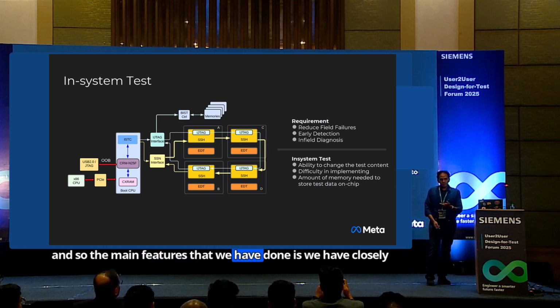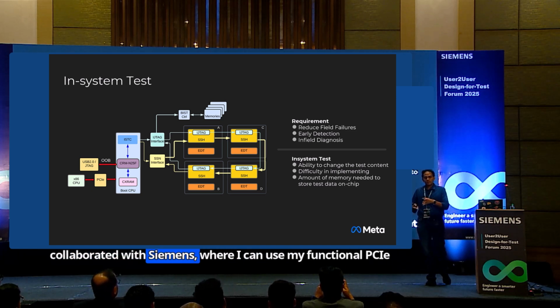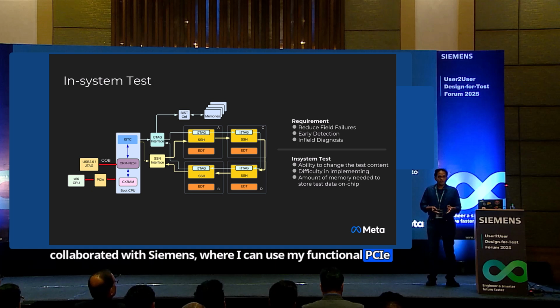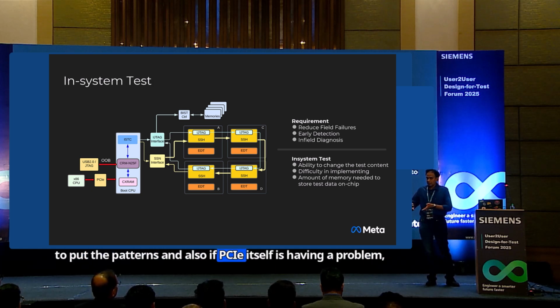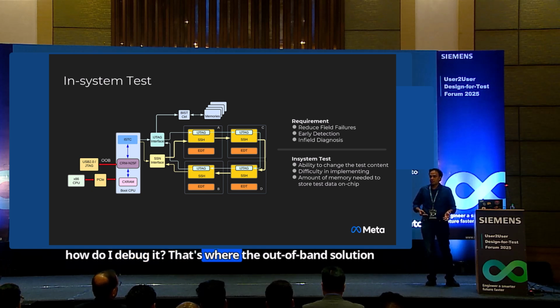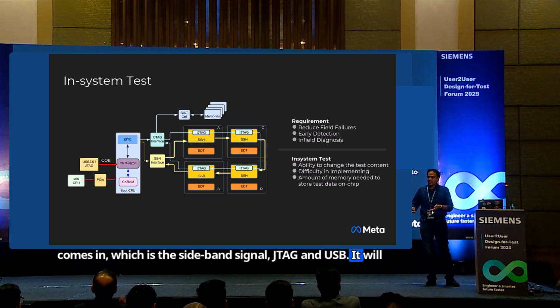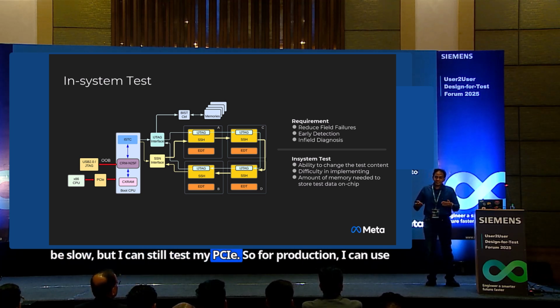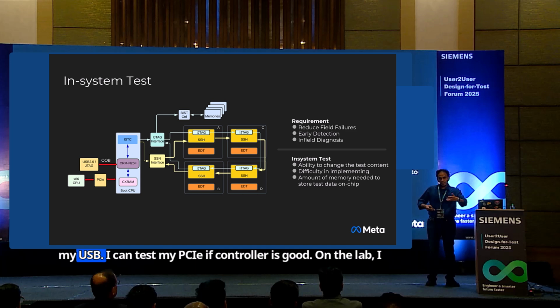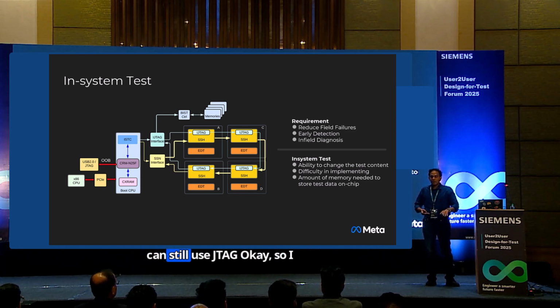And so the main feature that we have done is we have closely collaborated with Siemens, where I can use my functional PCIe to push the patterns. And also, if PCIe itself is having a problem, how do I debug it? That's where the out-of-band solution comes in, which is the sideband signal, JTAG, and USB. It'll be slow, but I can still test my PCIe. So for production, I can use my USB. I can test my PCIe if the controller is good. In the lab, I can still use JTAG.